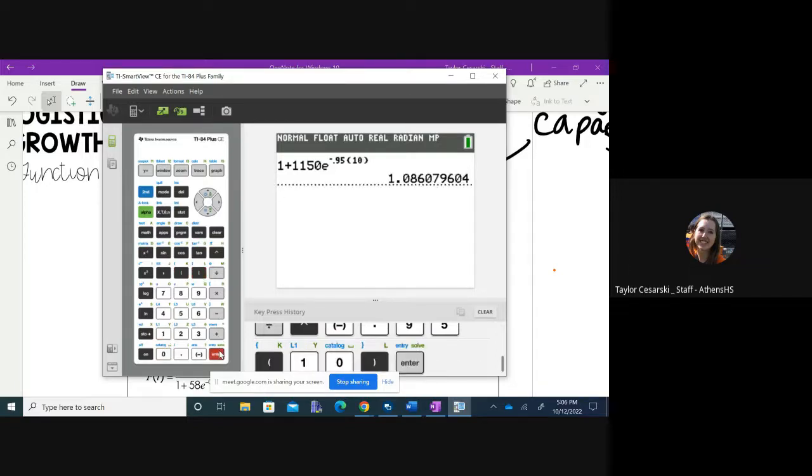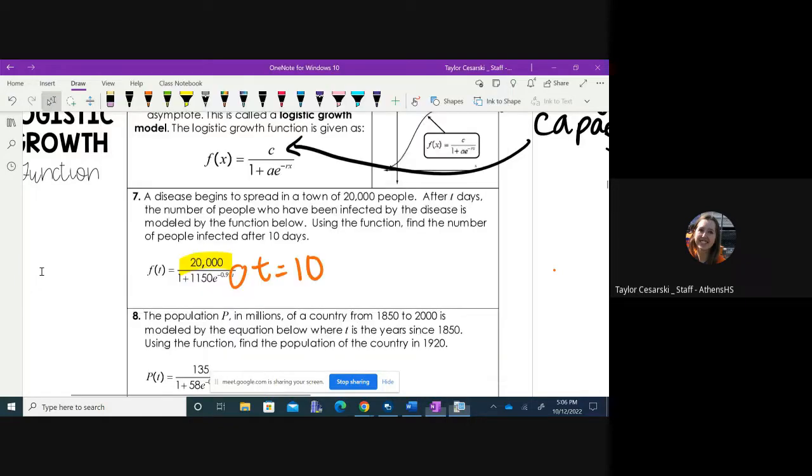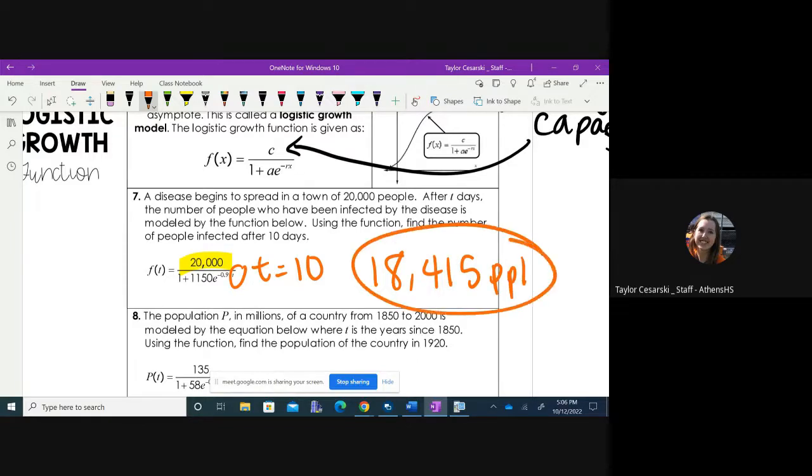All right, so that's just the denominator, and then I want to do 20,000 divided by that, and don't round that until the end. So I get 18,414.86, and we're talking about people that are infected, so we're going to round that to the nearest whole number. So 18,415 people are infected after 10 days.